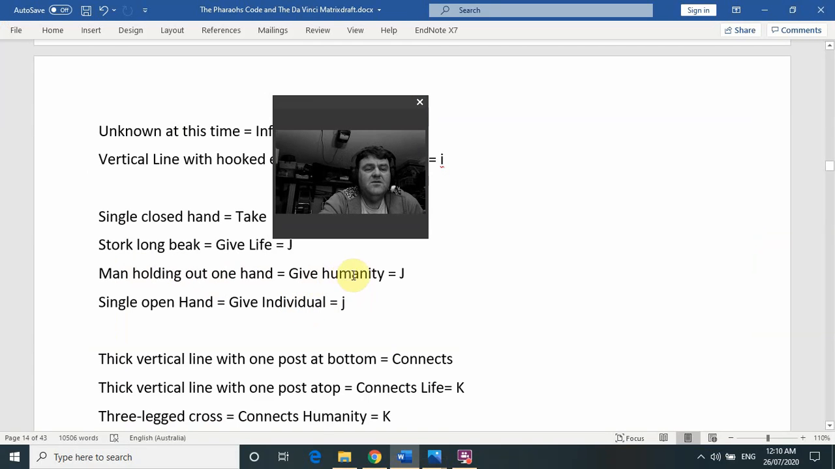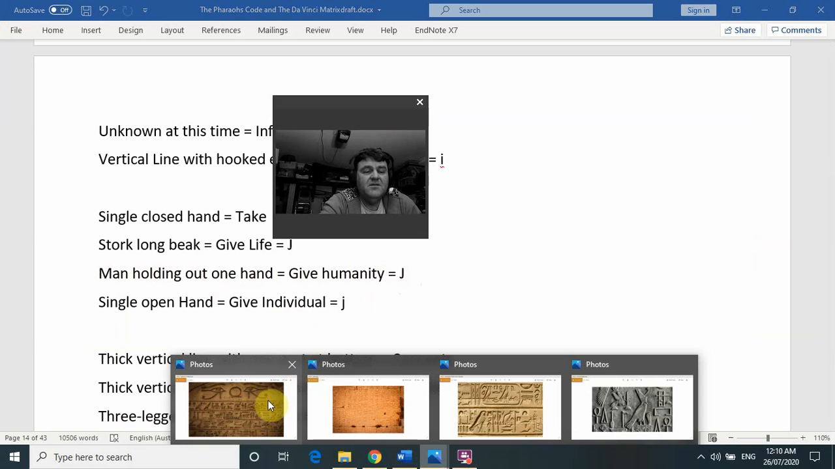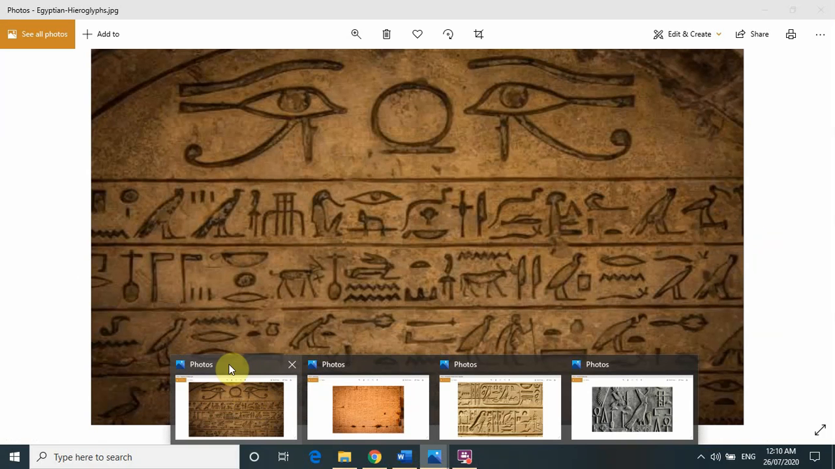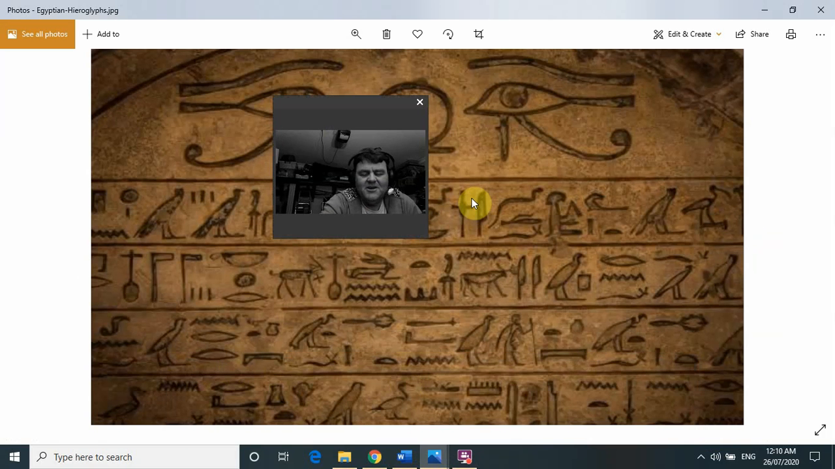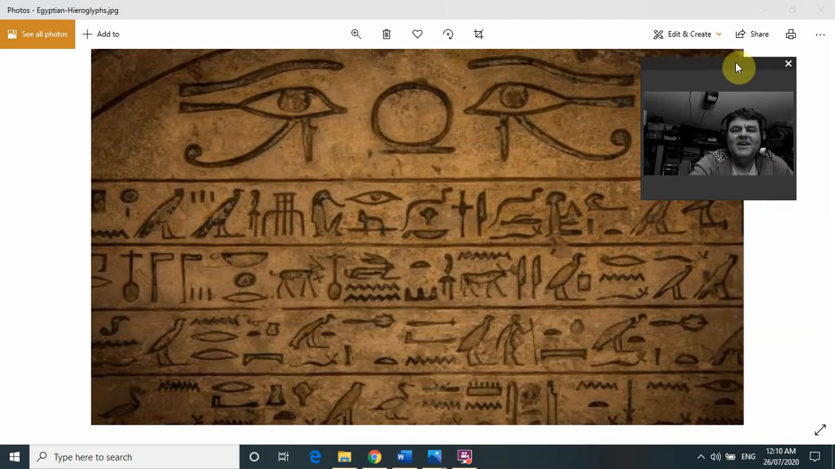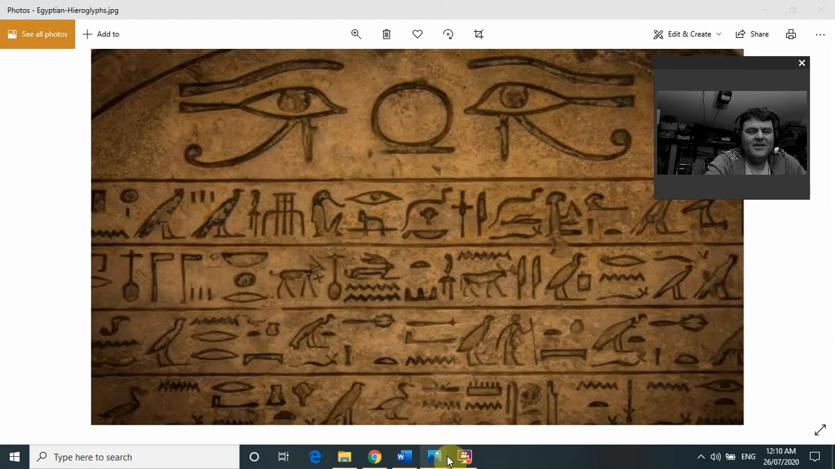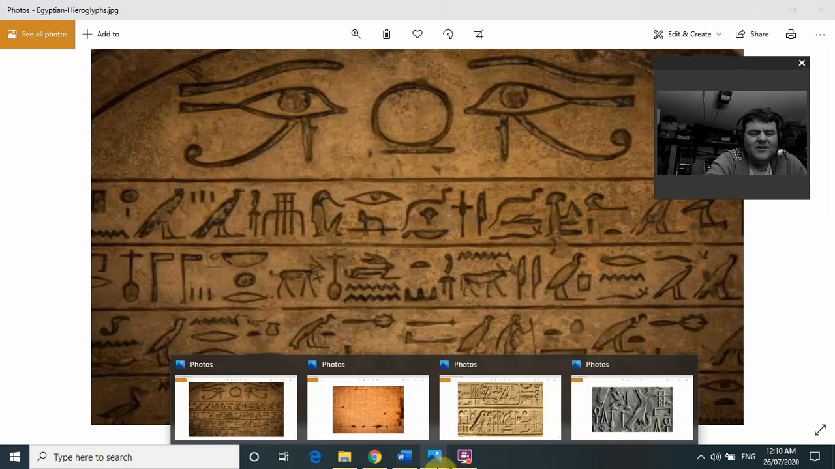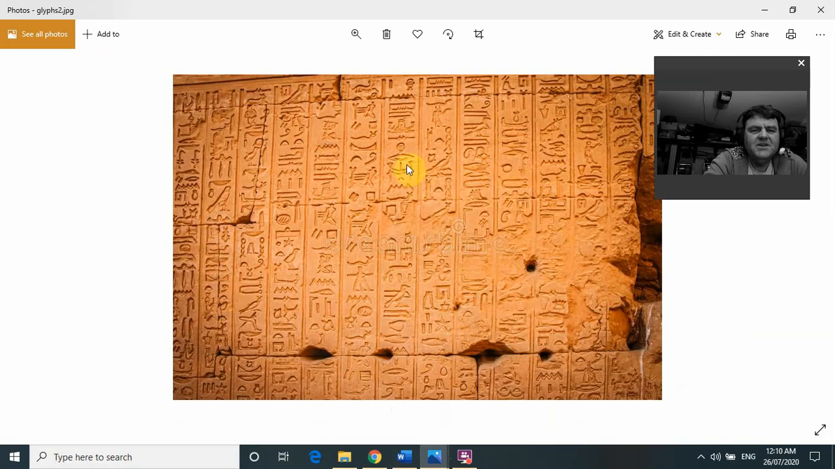So the give to humanity is represented by a man holding out one hand. And this is a common motif. It's represented in the famous "walk like an Egyptian" posture, which I haven't been able to find an exact replication of in the glyphs. However, I think there's still great significance in the posture and how that has manifested into pop culture without it actually being literally in the glyphs itself. But what we do see in the glyphs is this guy here.